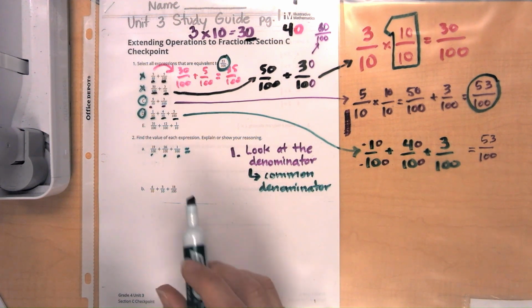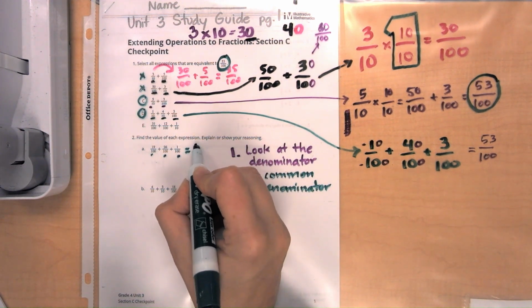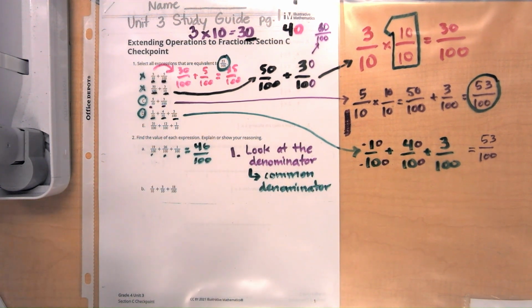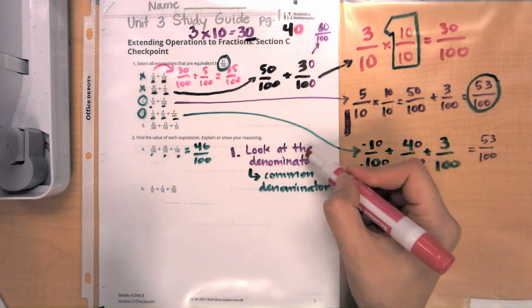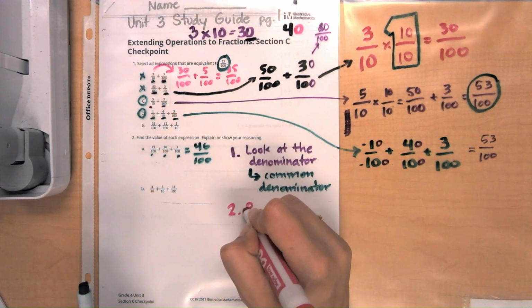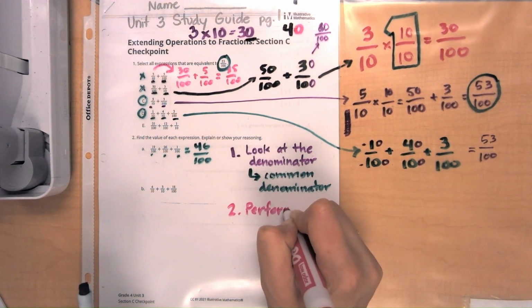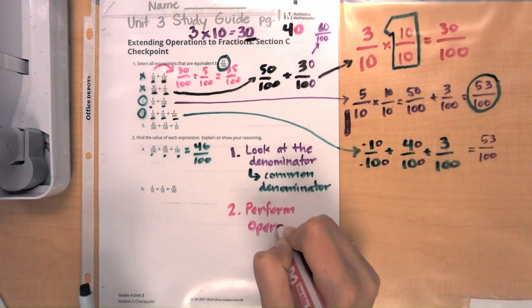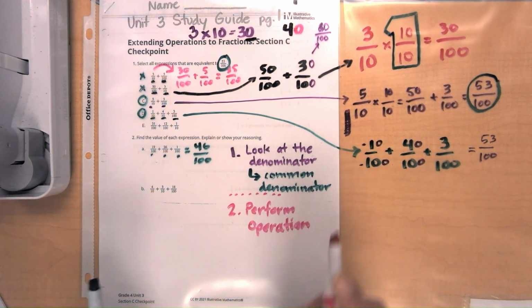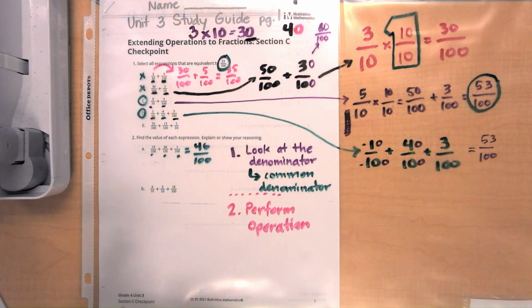19 plus 1 equals 20, and then 20 plus 26 equals 46 hundredths. We didn't have to do any work because we had our common denominator already. After you've looked at the denominator, made sure you had a common denominator, then you can perform the operation, whatever it is they're asking you to do. There may be other steps in here too for other things we'll do later in this video, so stay tuned.